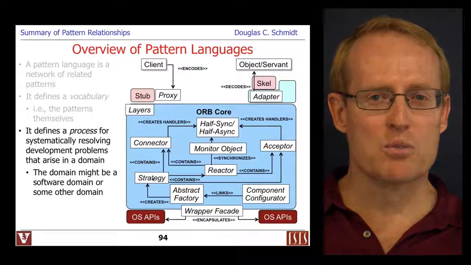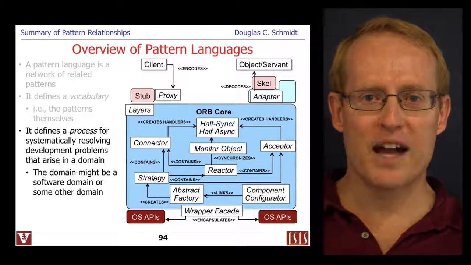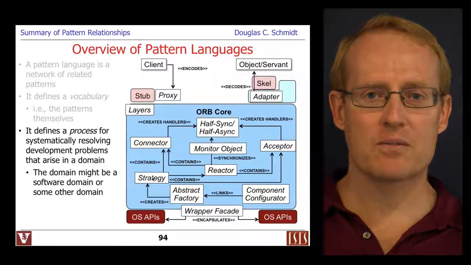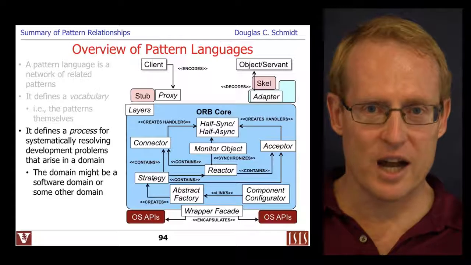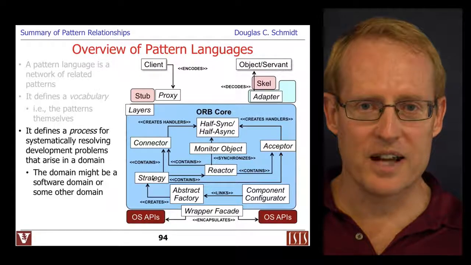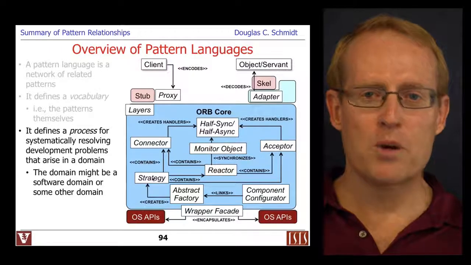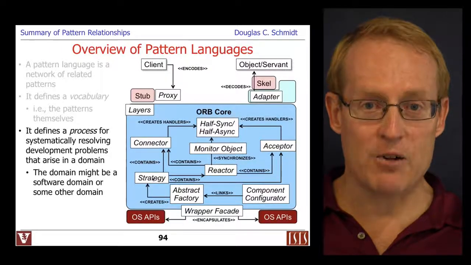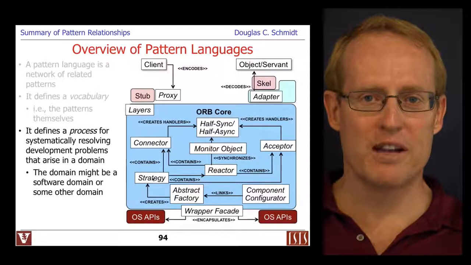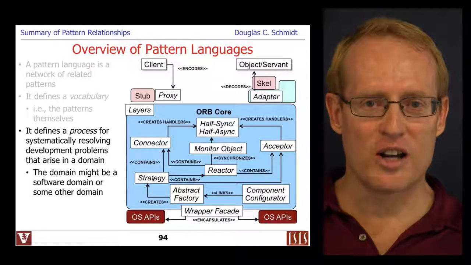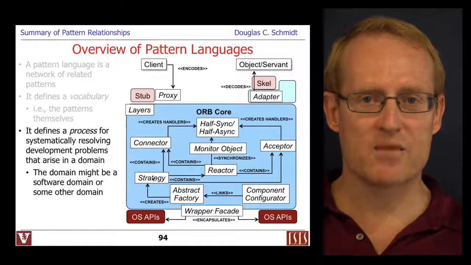But a pattern language goes more than just providing a vocabulary and a network. It also provides an orderly process for systematically resolving design problems that occur in a particular context. In this particular context, we're going to be focusing on the domain of communication middleware. But be aware, of course, that you can apply patterns and pattern languages to many, many other kinds of domains, either software domains or beyond. The domain of building architects and building architecture, for example, are also places where pattern languages have been applied quite successfully for many years.